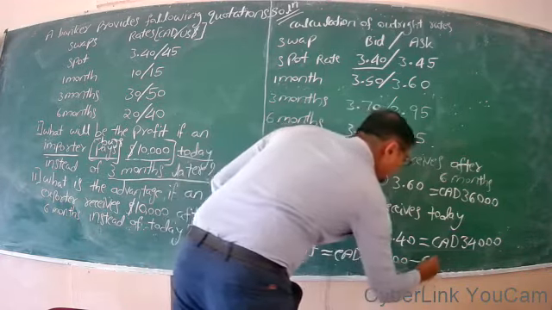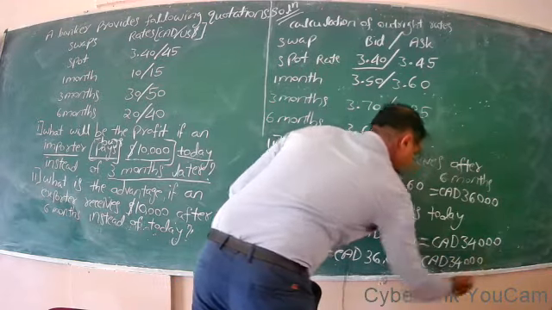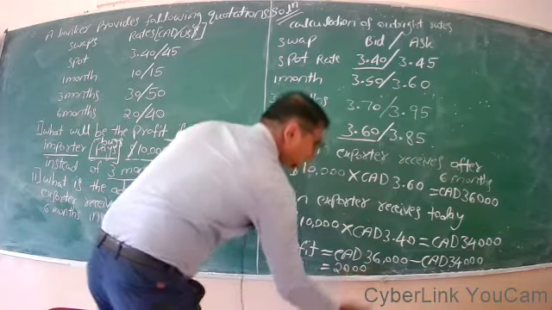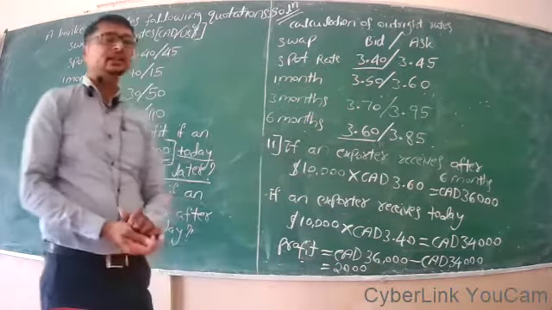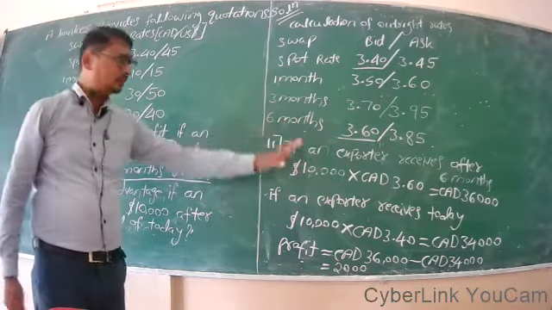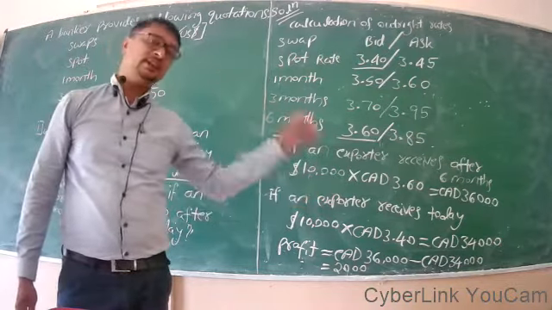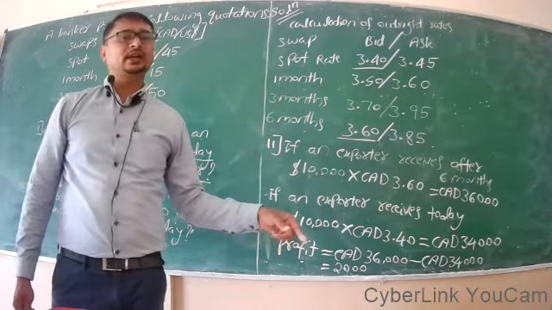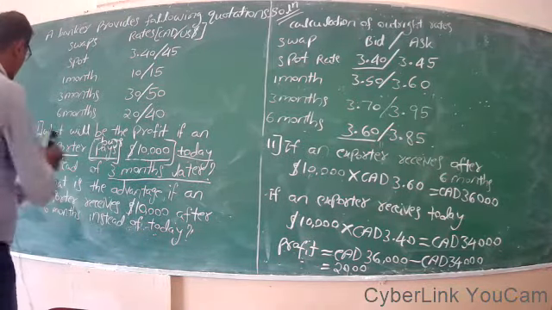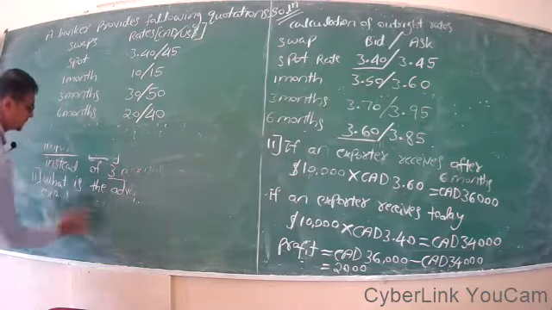Canadian dollar 36,000 minus Canadian dollar 34,000. So your answer is 2,000 Canadian dollar is the benefit exporter receives from this particular transaction by selling US currency after 6 months instead of today, that is at the spot rate. Now third question they may ask in your SEM exam related to same quotations.